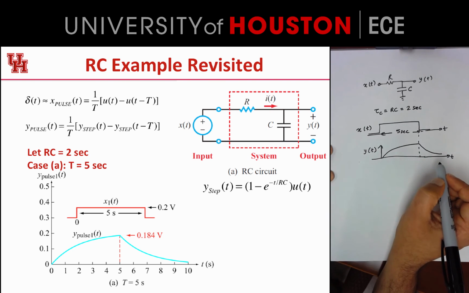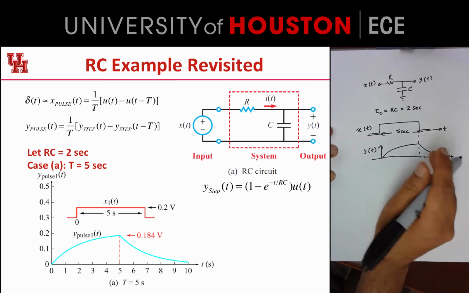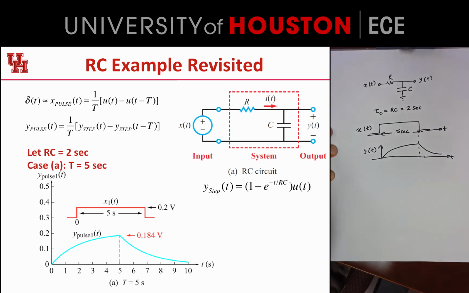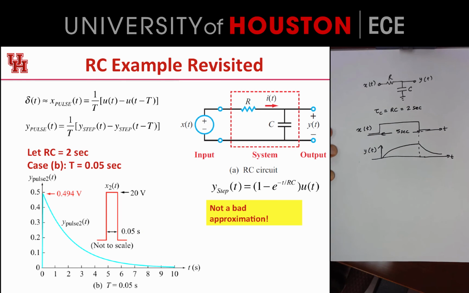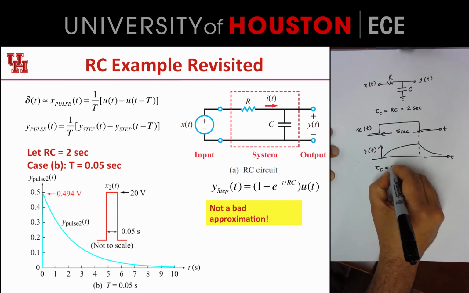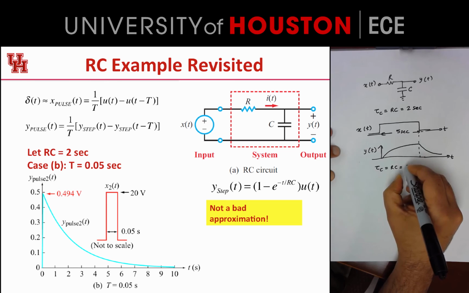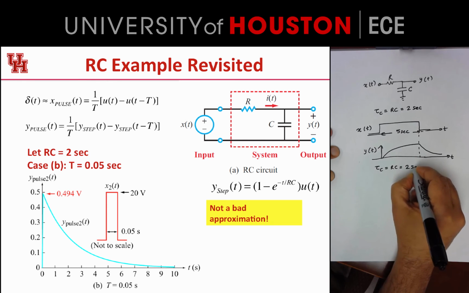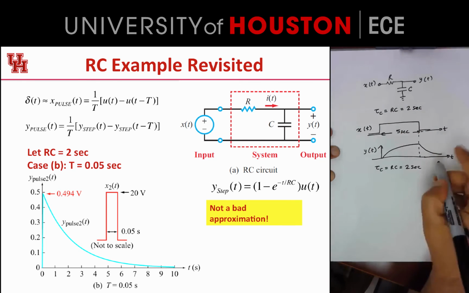So now let's see what happens when you shorten the pulse a little bit. Okay, let's go to the next slide. So now the tau c, or the RC value, is still 2 seconds. We're keeping the circuit the same.